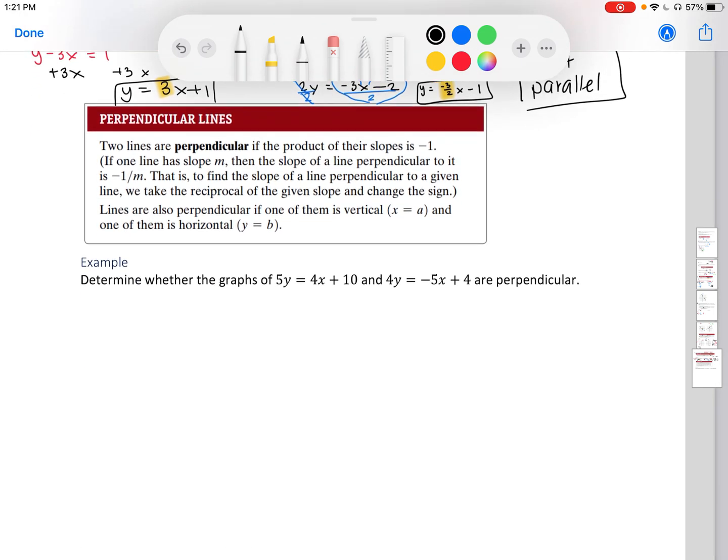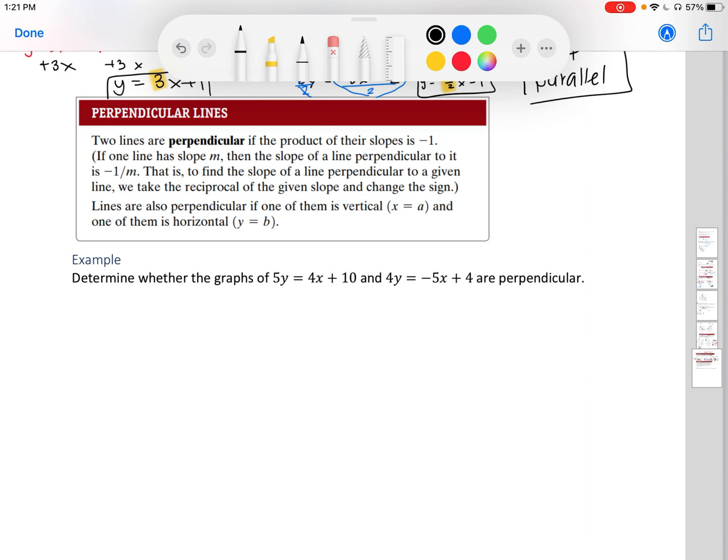All right, next, perpendicular lines. Two lines are perpendicular if the product of their slopes is negative 1, meaning if one line has slope m, the other line perpendicular to it has slope negative 1 over m. That is, to find the slope of a line perpendicular to a given line, we need the reciprocal of the slope and change the sign. Lines are also perpendicular if one of them is vertical and one is horizontal.